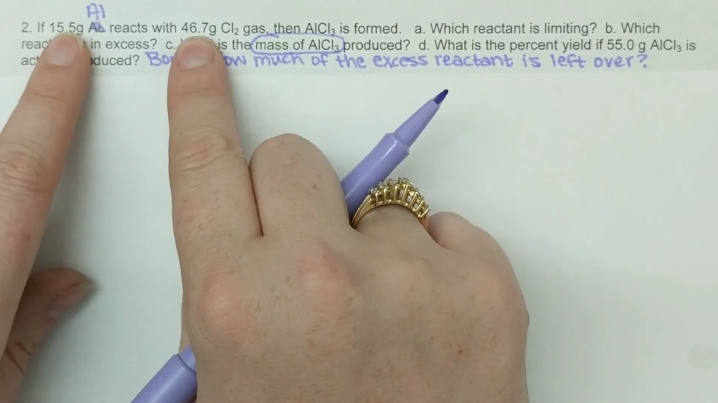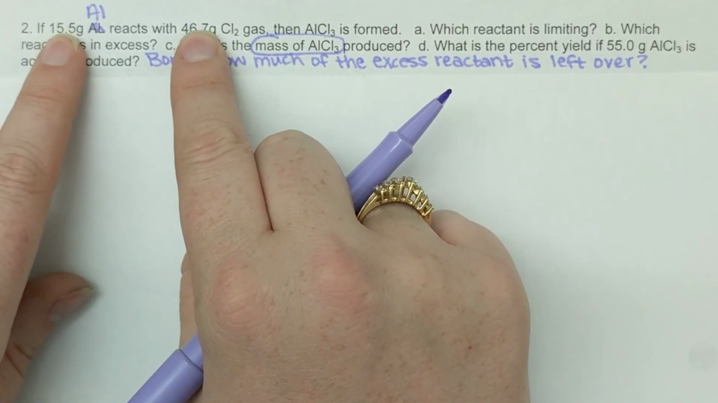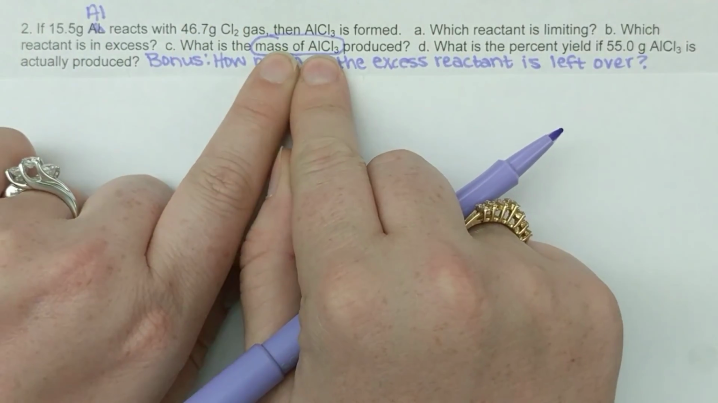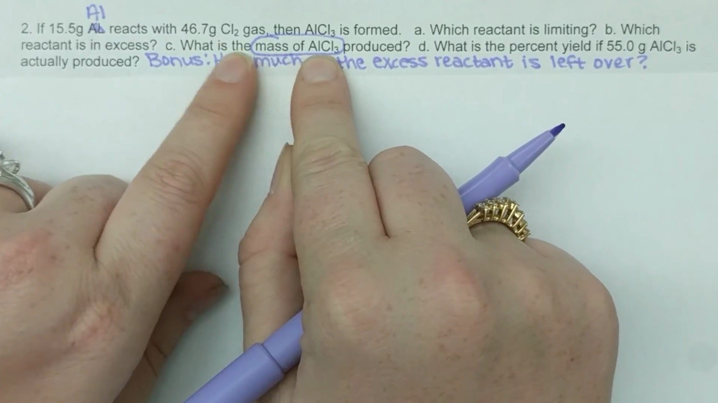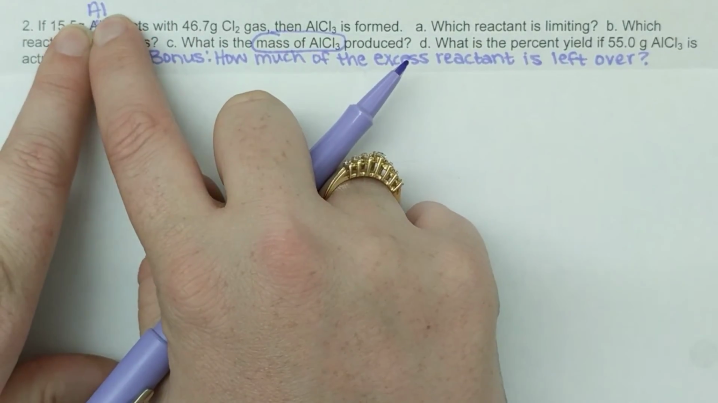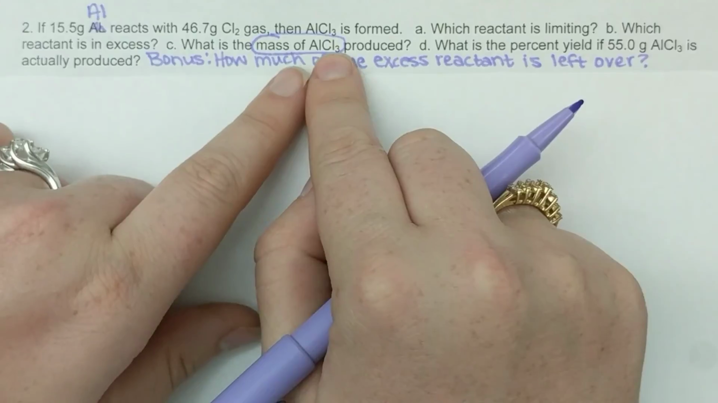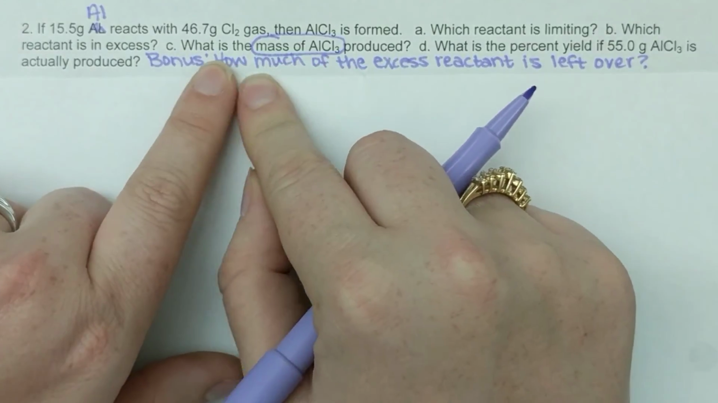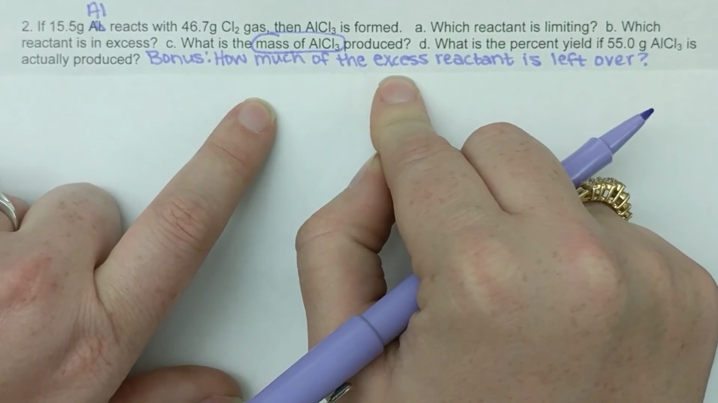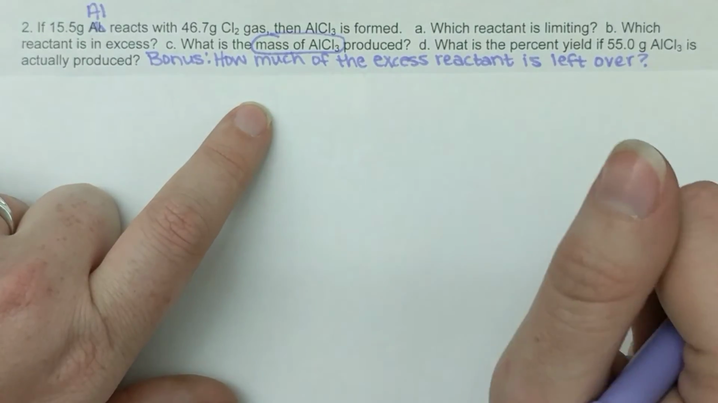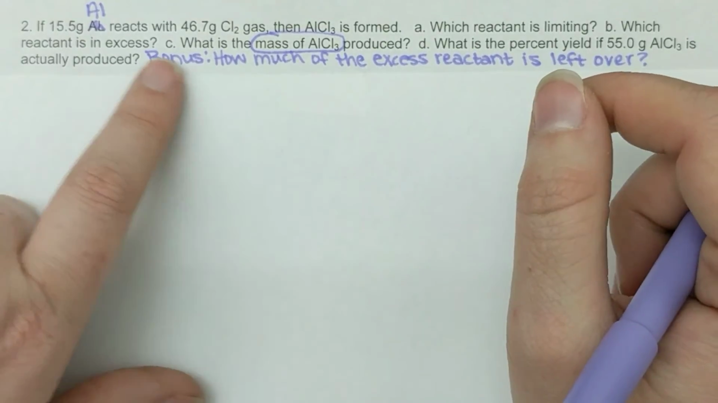So I have two problems. We're going to work two problems, both of them going to mass of aluminum chloride. Since I see that I'm going to be moving from one element to a different compound, this is stoichiometry, and I know that I'm going to need a balanced chemical equation. So that's my first step, get a balanced chemical equation.